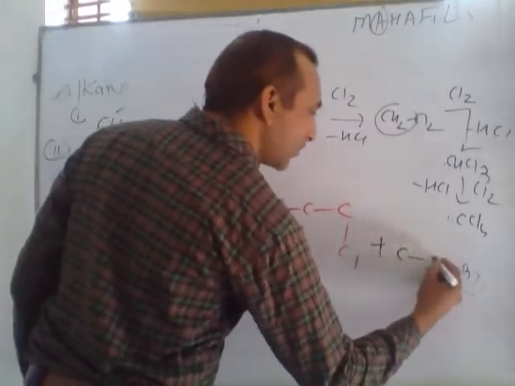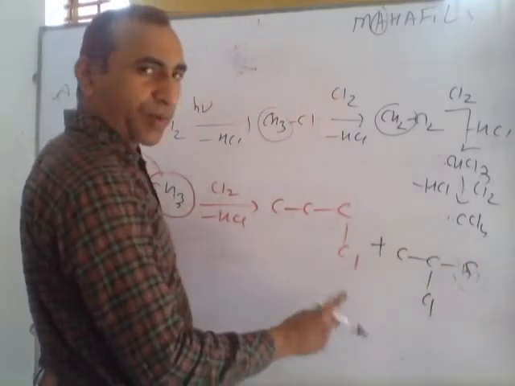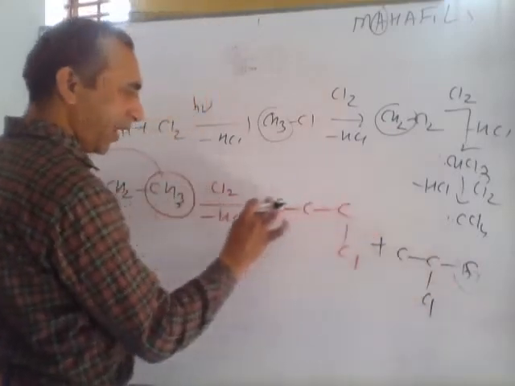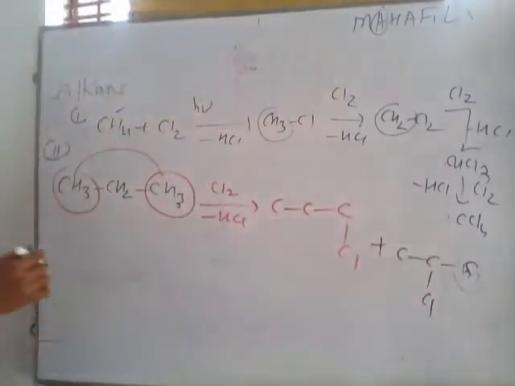If chlorine joins here, you can say 2-chloropropane. So two products are formed because their names are different. After filling hydrogen, this is 1-chloropropane, this is 2-chloropropane.